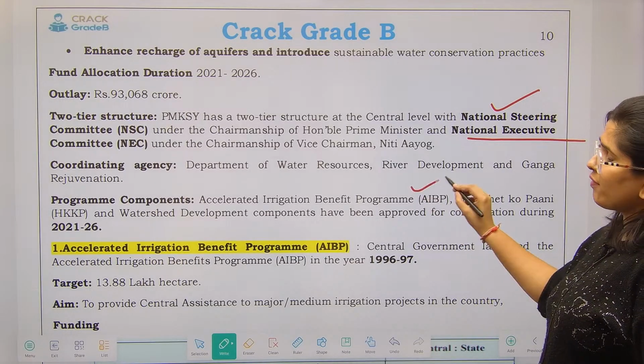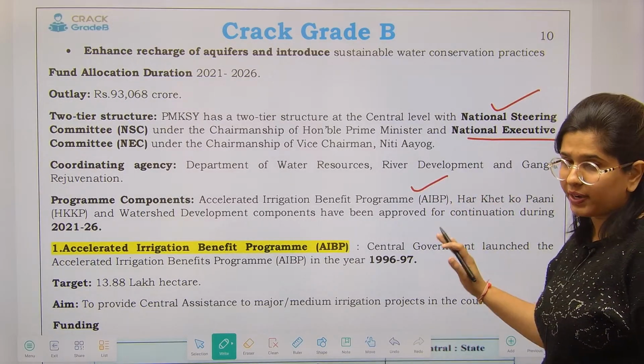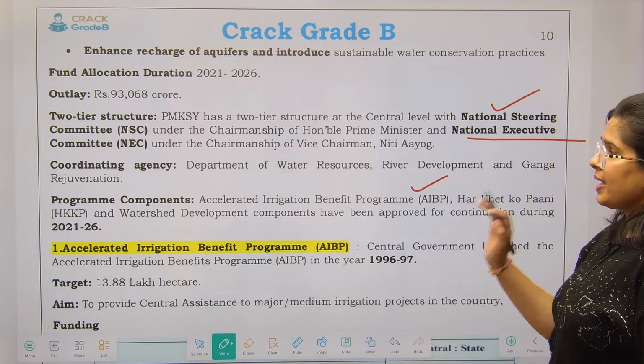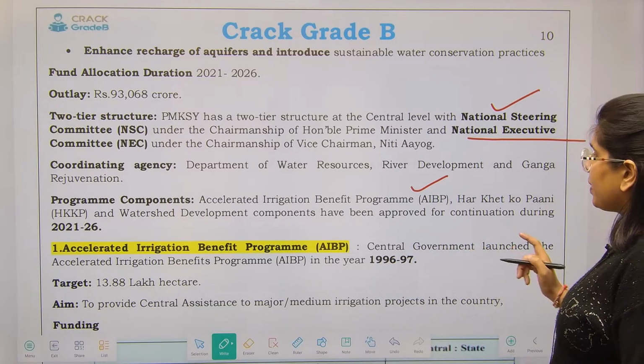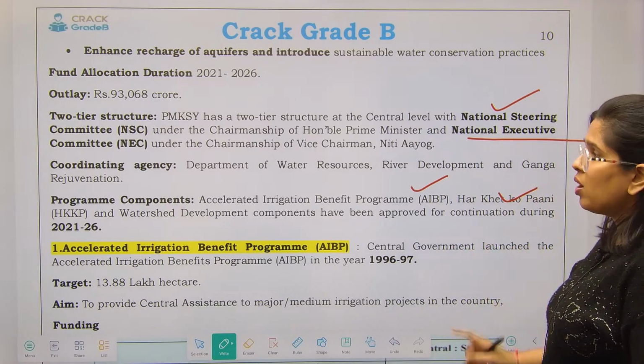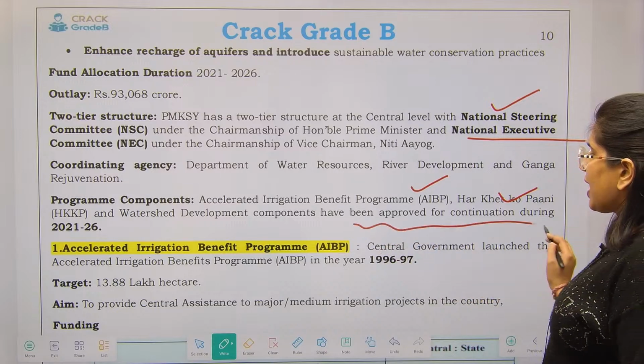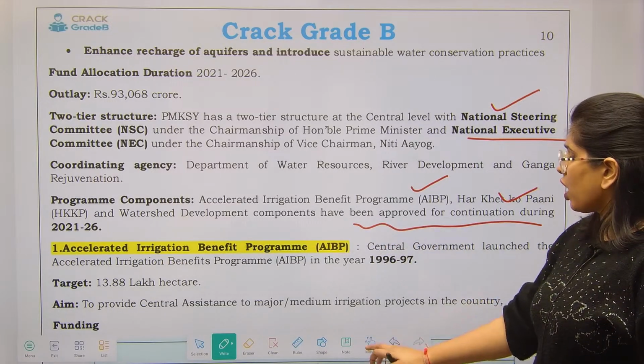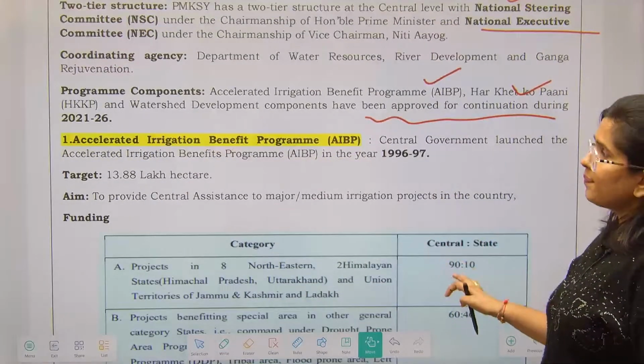Program components we have already seen. This is an important part of it, right? You have to remember this. Accelerated Irrigation Benefit Program number 1, Har Khet Ko Pani number 2, and watershed development components have been approved. Now let us talk about these components as well.